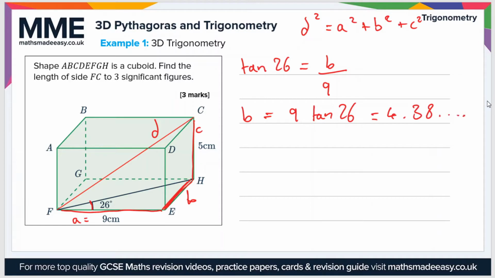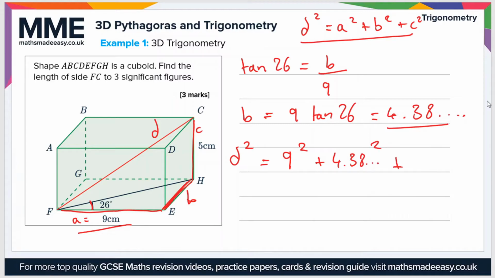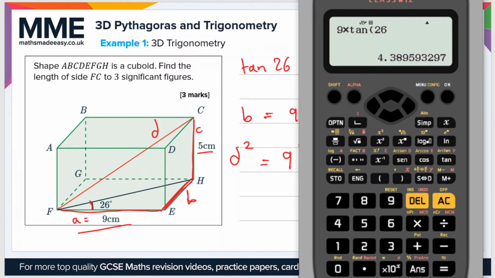We'll leave it in the calculator for now. Okay, and now we can use our 3D Pythagoras expression to find the length of D. So if we substitute in our values, d squared equals A is 9, so 9 squared, plus B, which we've just worked out is 4.38 something or other, squared, and then C is the 5 centimetre side, so 5 squared. So if we plug these into the calculator now, remember we stored our answer from the previous part, so if we square that now, that gives us the value of B squared, and then we add 9 squared and we add 5 squared.